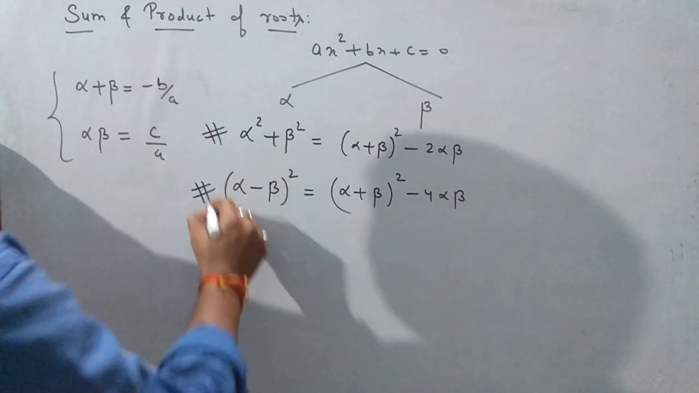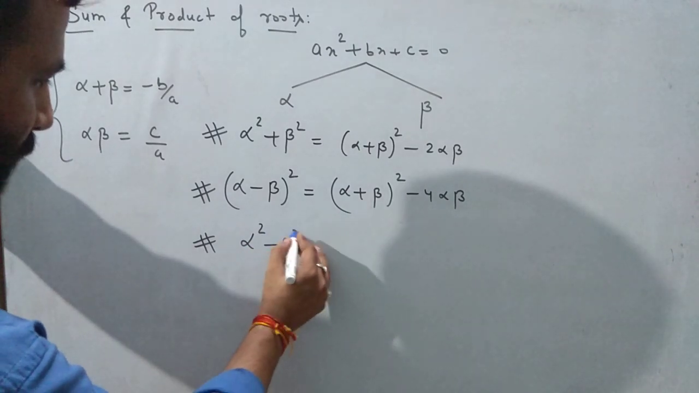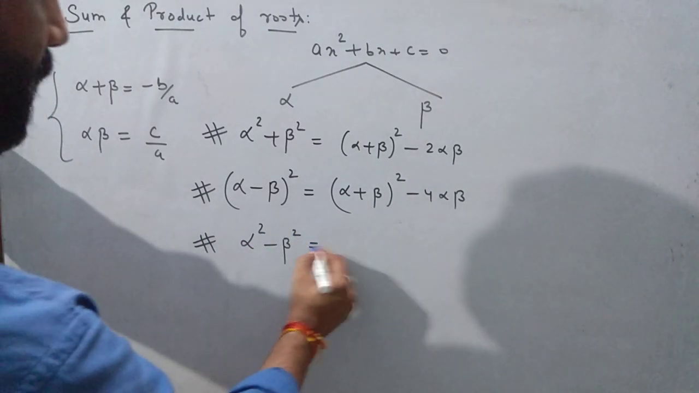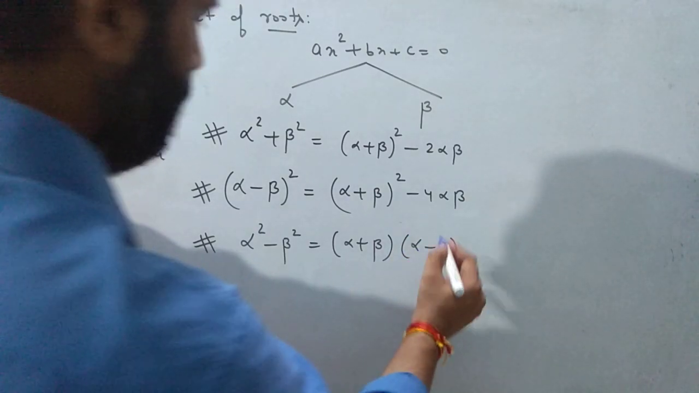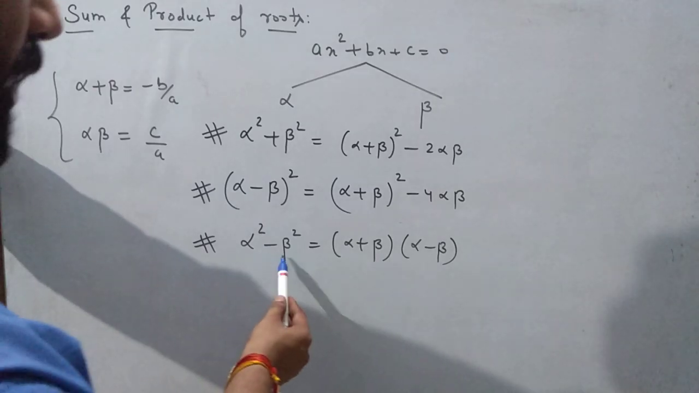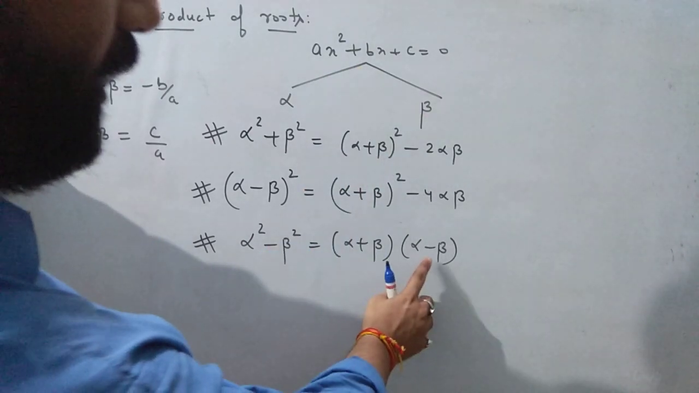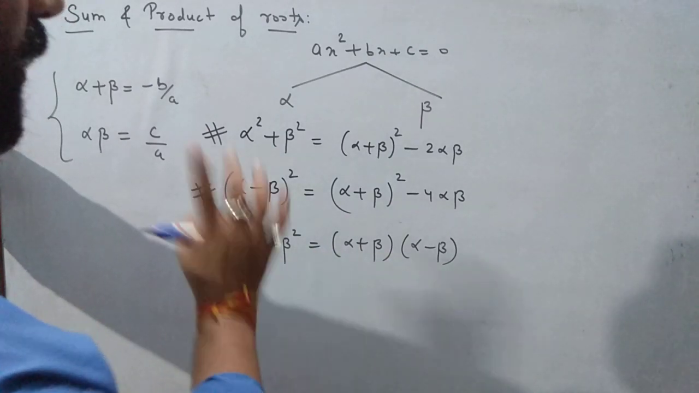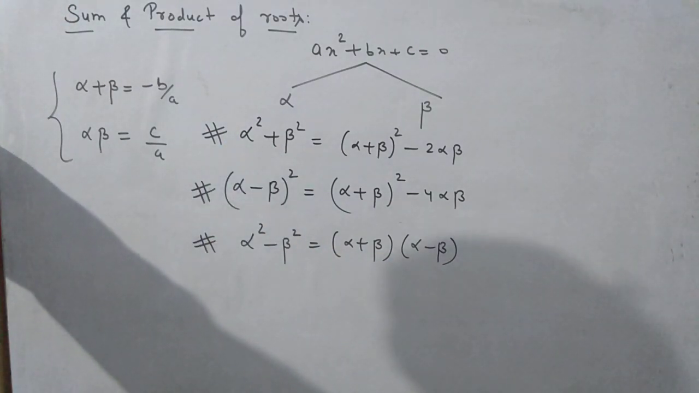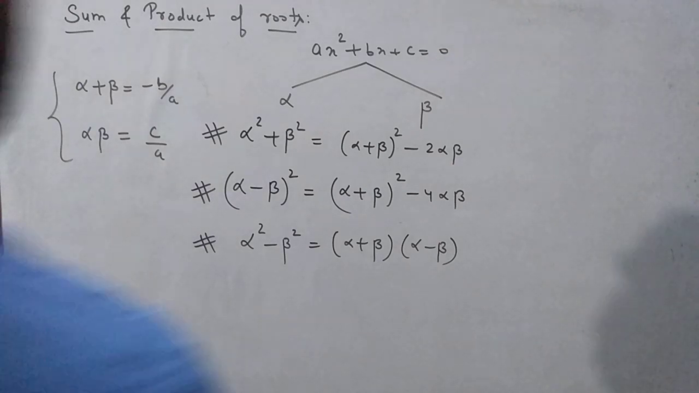Again, if the question says find alpha square minus beta square, it can be written as alpha plus beta times alpha minus beta. You know alpha plus beta from the equation. How to find alpha minus beta? We apply this formula first to get alpha minus beta, then substitute to get alpha square minus beta square. So these are the basic identities which are important for you all.